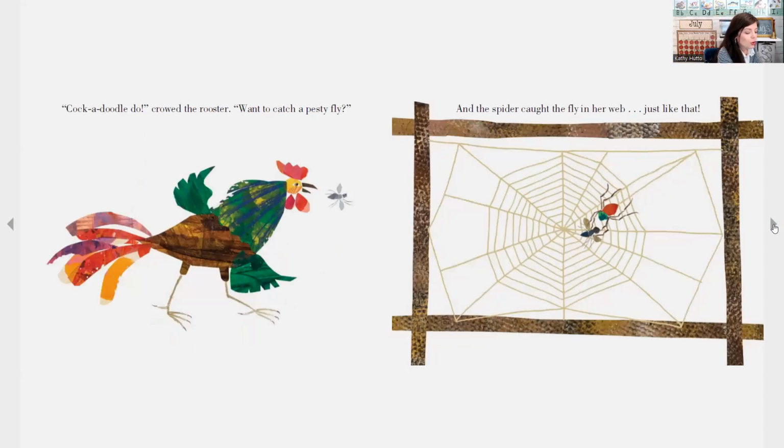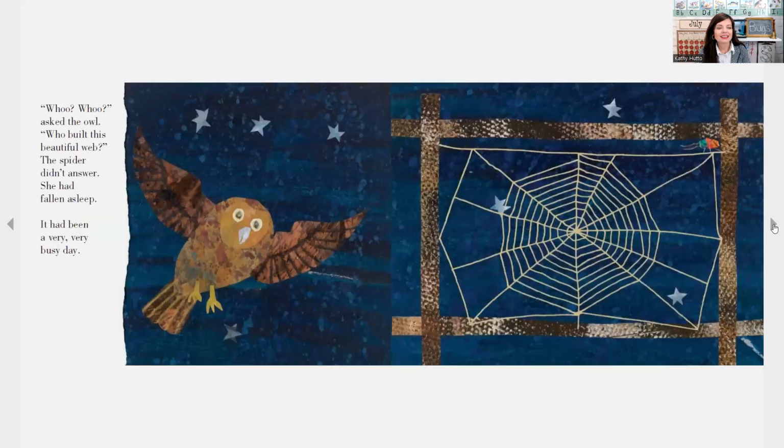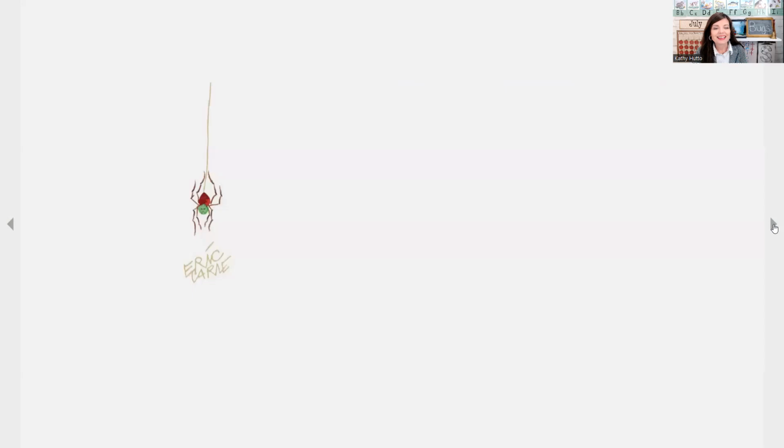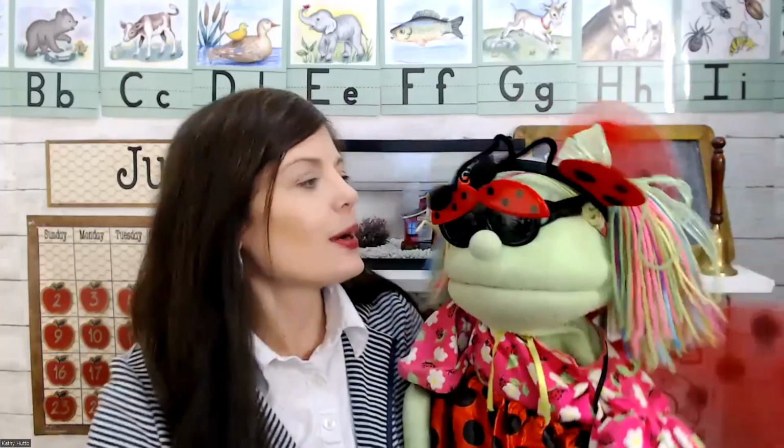"Cock-a-doodle-doo," crowed the rooster. "Want to catch a pesky fly?" And the spider caught the fly in her web, just like that. "Who, who," asked the owl, "who built this beautiful web?" The spider didn't answer. She had fallen asleep. It had been a very, very busy day. The end.